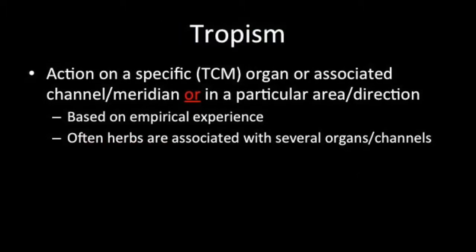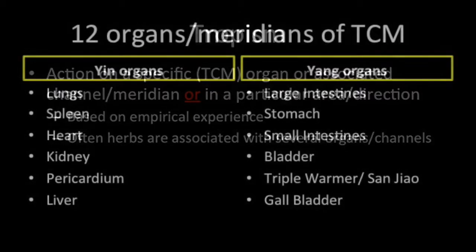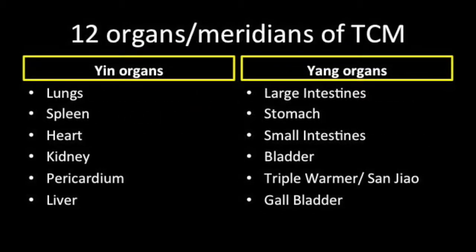Tropism is the action of a herb on one or several TCM organs, or their associated energy channels or meridians. Traditionally, 12 organs or normal channels are considered. They're divided into 6 yin and 6 yang organs or meridians. They're listed on this slide.